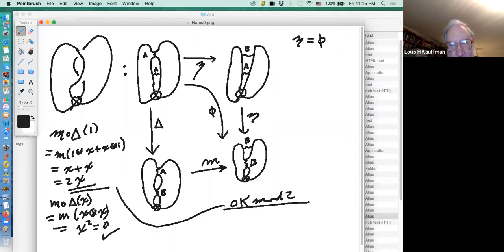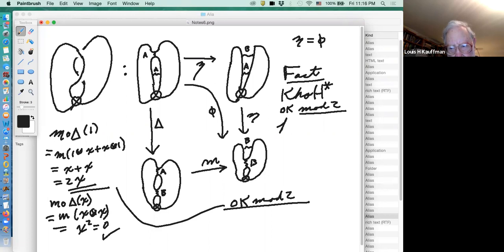So the fact is that Khovanov homology is okay mod 2 for virtuals. So that's something of a relief.